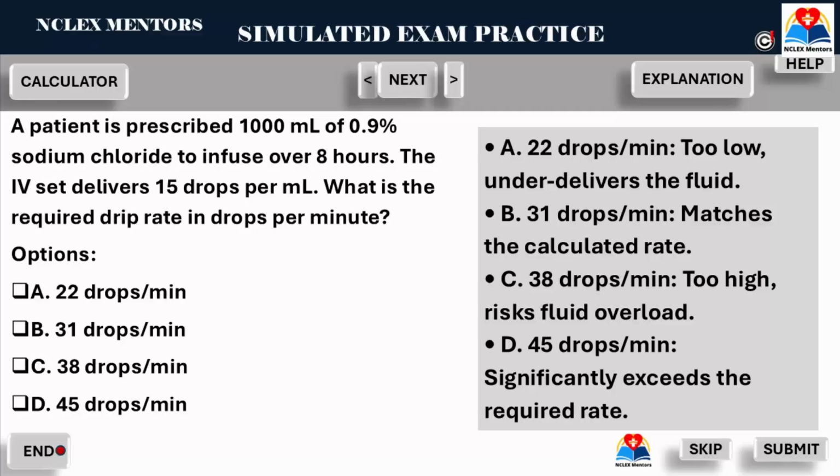Dosage calculations aren't just about getting a number. They're about getting it right. Because behind every IV line is a real person, depending on you to deliver safe and accurate care. So next time you see that drop chamber filling up, you'll know it's not just math, it's nursing in action.